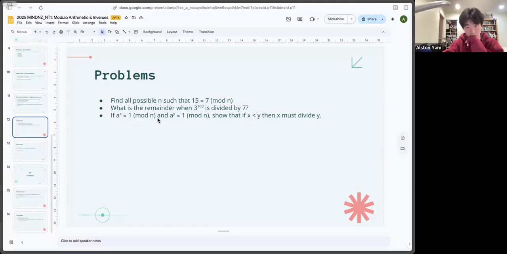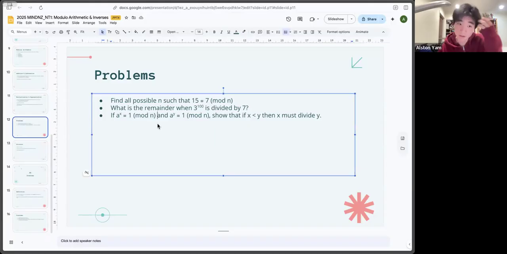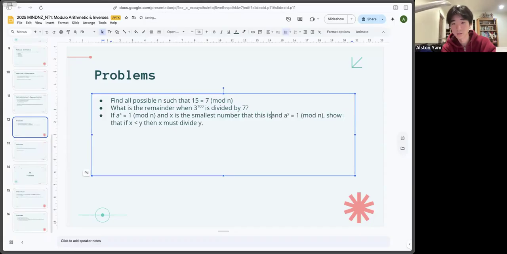Okay, guys, whoops. I just realized I've made a typo. For question 3, if a to the x is 1 mod n, and another condition is that x is the smallest number for which this is possible. Apologies, I've made a typo in the slide. So x actually needs to be the smallest number so that a to the x is congruent to 1 mod n. Then it'll be true that x must divide y.